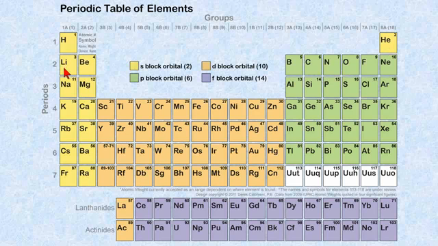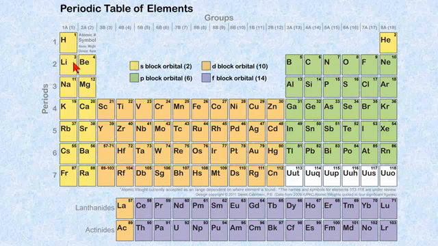When we go to the next element, lithium here, we have the first energy shell filled with 2 electrons, and then the third electron goes to the next shell or energy level, and it fills the first slot in the s block. In addition to the s block, there's the p block orbital, which can contain up to 6 electrons, over here in green. There's the d block orbital, which can contain up to 10 electrons, in orange here. And then in purple, we have the f block orbital, which can contain a maximum of 14 electrons.